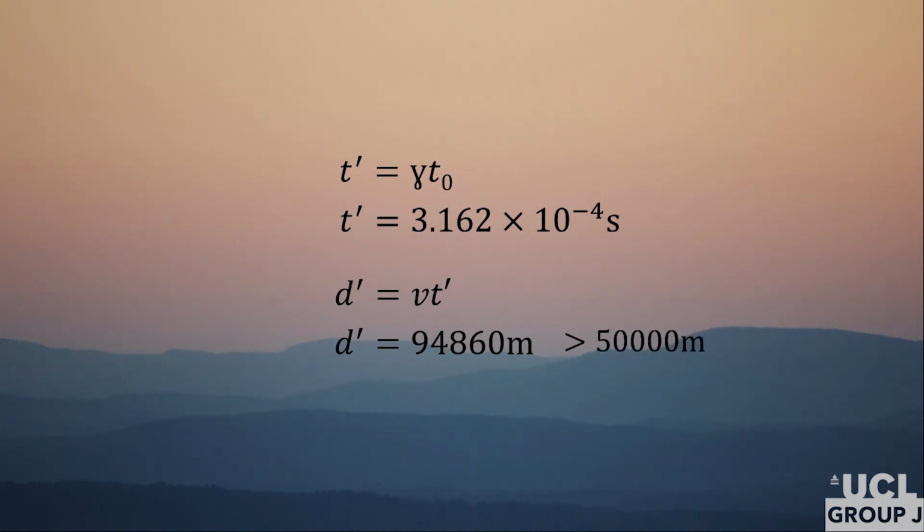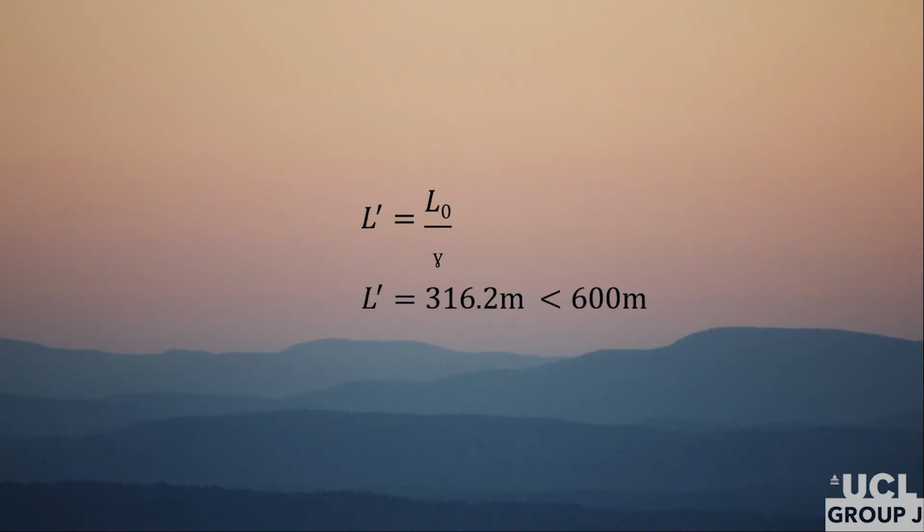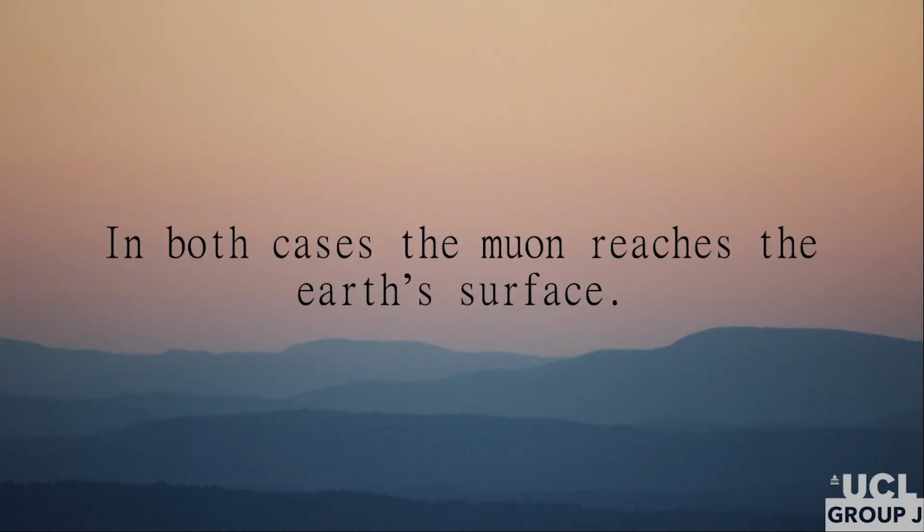To the muon, it appears that length contraction has occurred, and the distance to the Earth's surface is less than a stationary observer sees by a factor of gamma. The distance according to the muon is thus 316 meters, which is smaller than the distance we calculated it could travel in its lifetime. Thus, it reaches the Earth's surface. Whichever method we used, the same result was found.